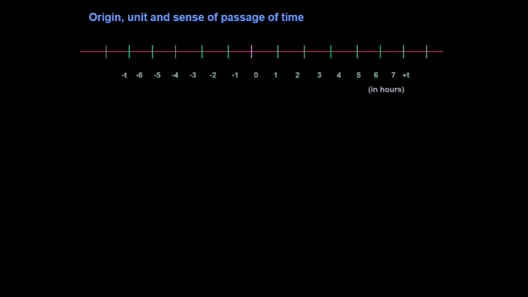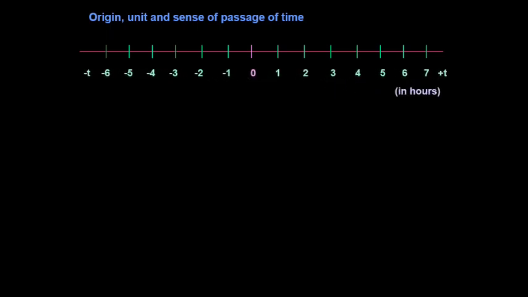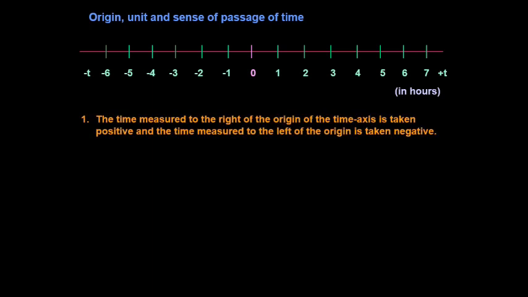So, origin, unit, and sense of passage of time. Remember, in this type of situation, time is also a variable. So we have taken time in hours. Time can be positive and negative. This is a very interesting thing. Time can be negative also. Negative time means you are going back, like maybe yesterday or the day before yesterday. That is the negative time.